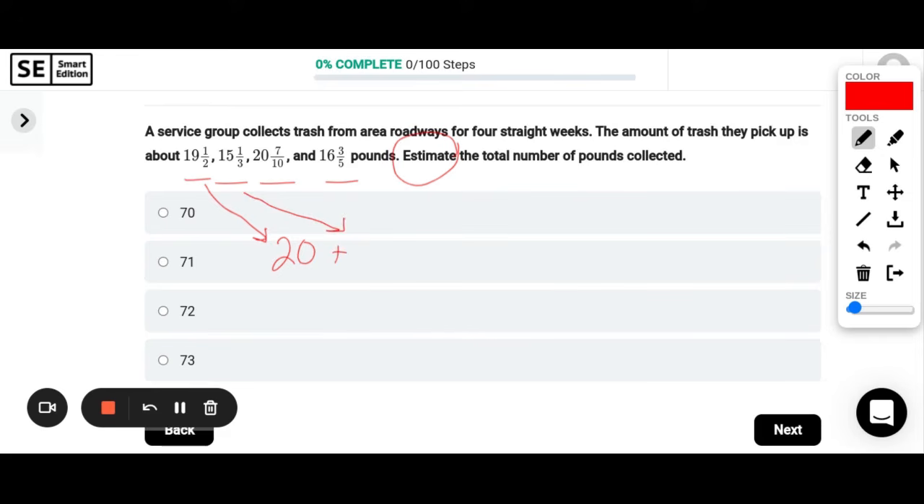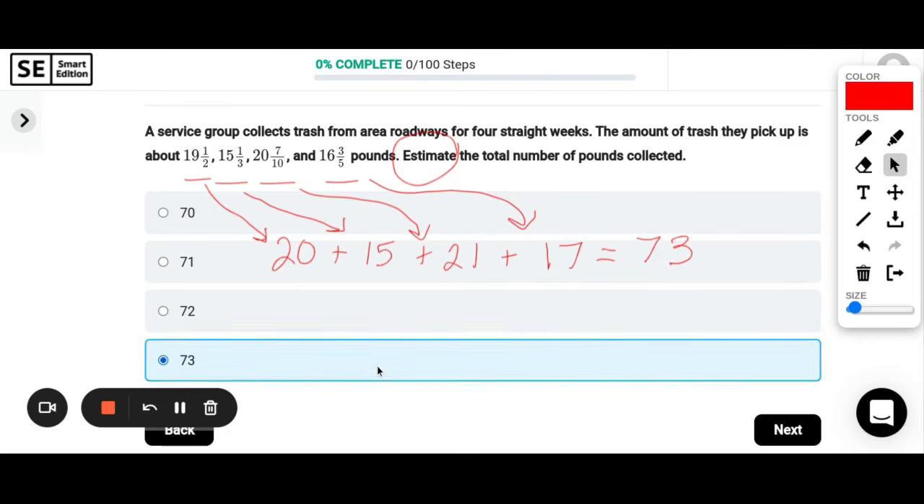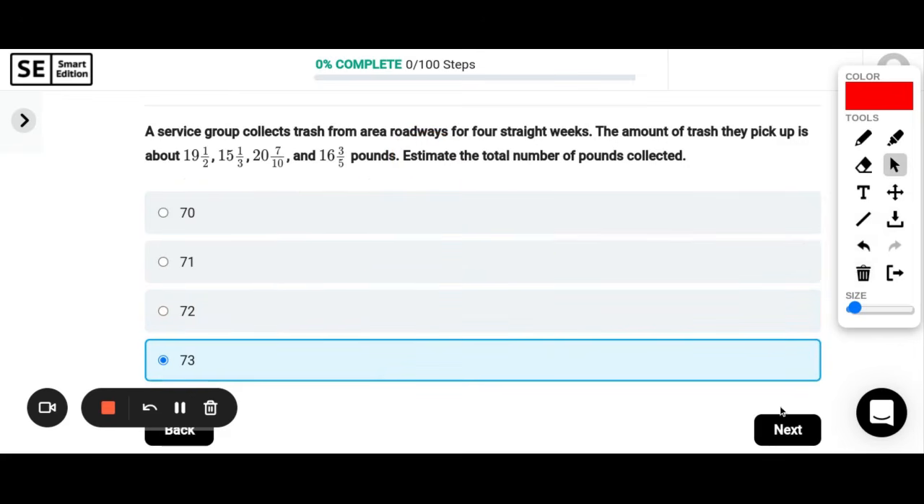15 1/3 would round down to 15. 20 7/10 would round up to 21. And then 16 3/5 would round up to 17. So now I can just add these together. And when I do that, I get 73. So when I rounded these numbers and then add them together, I get 73 as the total number of pounds collected, my estimated total number of pounds.